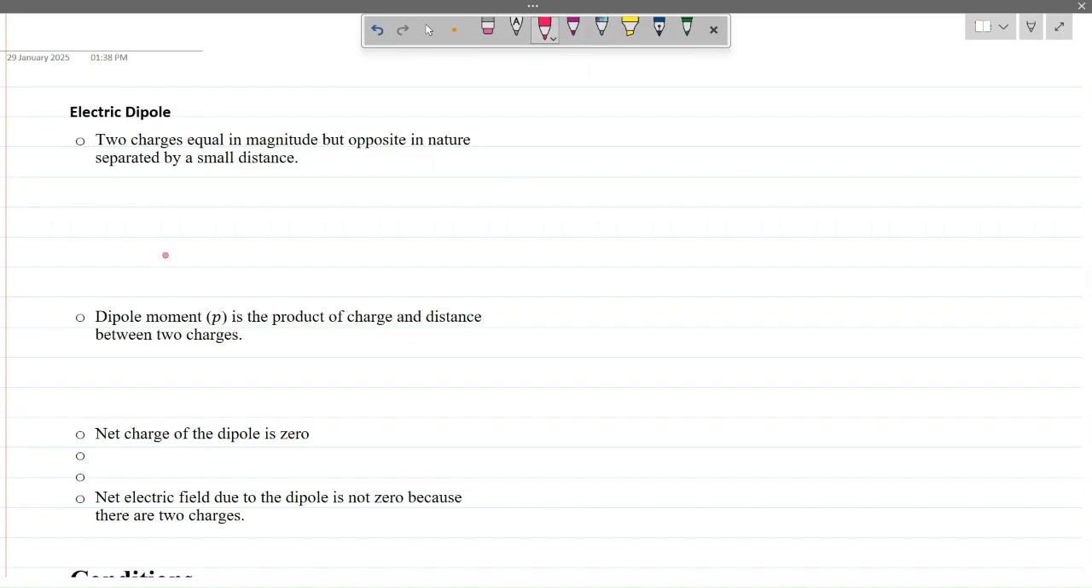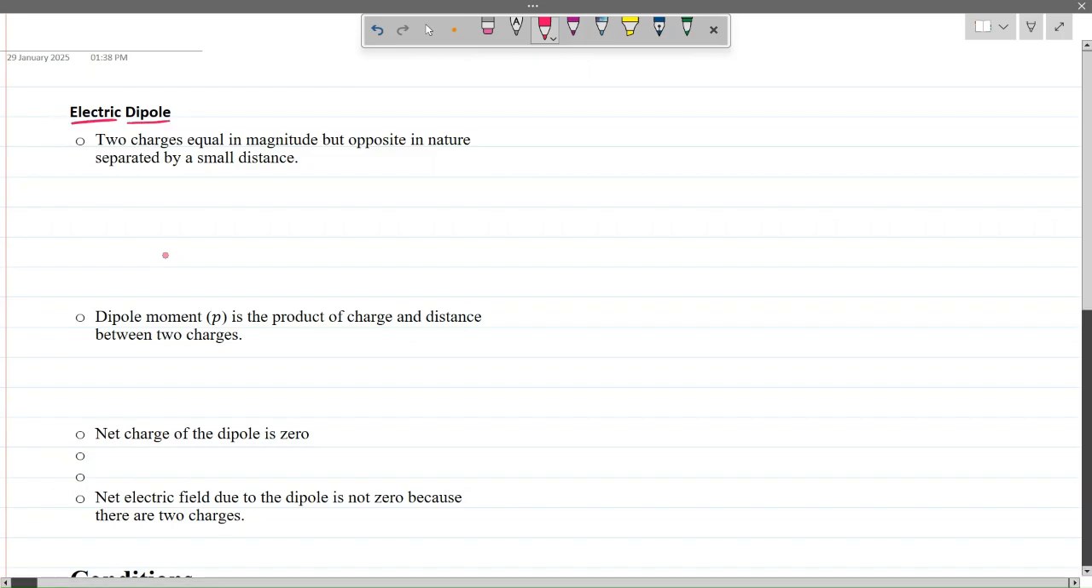Now let us start the discussion on a very important and interesting topic, that is electric dipole. Let's understand the definition of a dipole first. What is a dipole? Two poles, right? The definition of dipole states that two charges with equal magnitude, but opposite in nature, are separated by a very small distance.